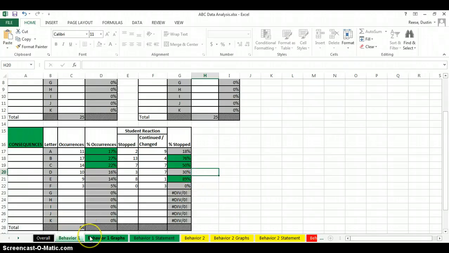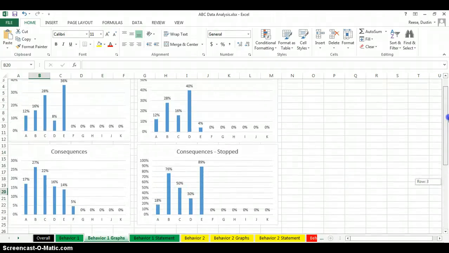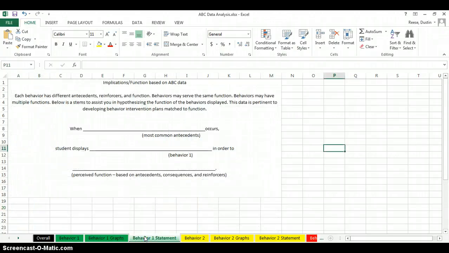And then when you click on these other tabs, what it'll also show you are graphs of each of those, just to give an idea. So again, you have it broken into context, antecedents, consequences, and the amount of times that it was stopped. And it graphs each one according to the letter. And then the last tab that you can use is just a behavior statement.